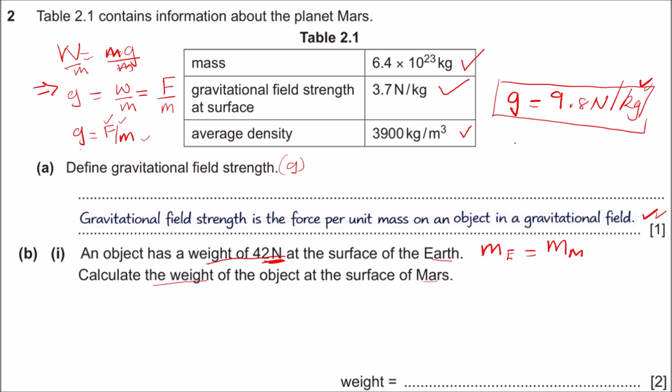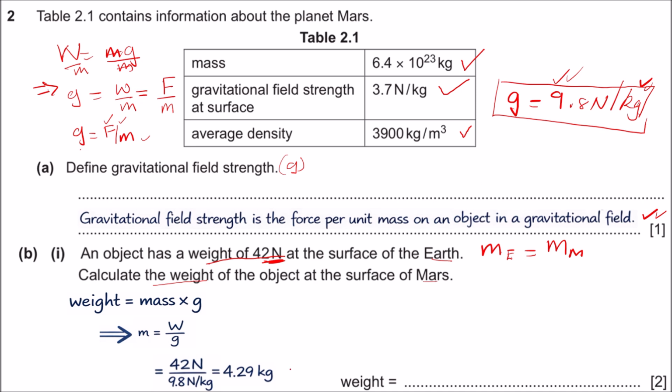So let's use the equation for weight, mass, and gravity to find the mass of the object on Earth. We know that weight is mass times gravity. Then we change the subject because we're looking for mass. By changing the subject, we have mass is equal to weight divided by gravity. The next thing is substitution. We know that the weight is 42 and gravity is 9.8. We do substitution for us to find our mass of the object to be 4.29.